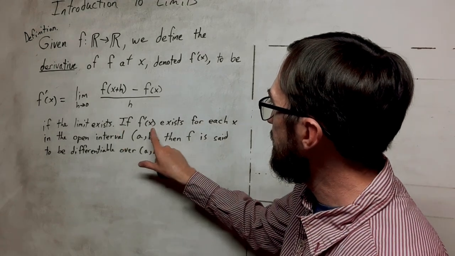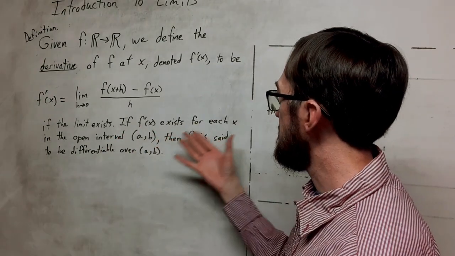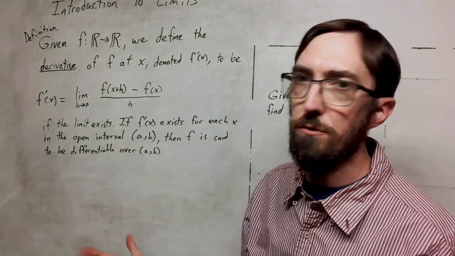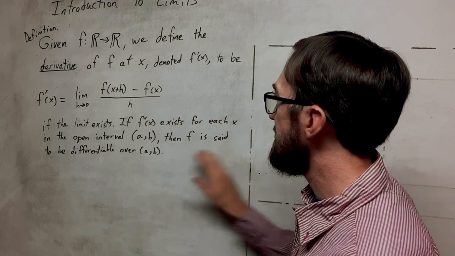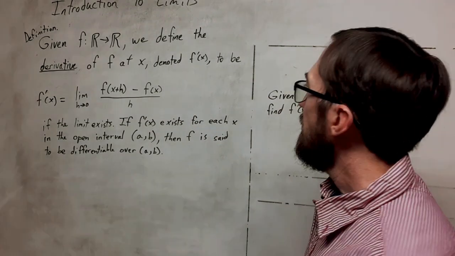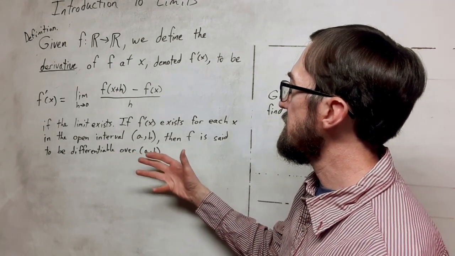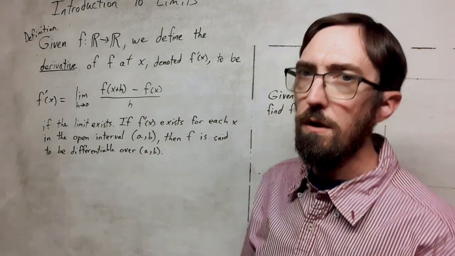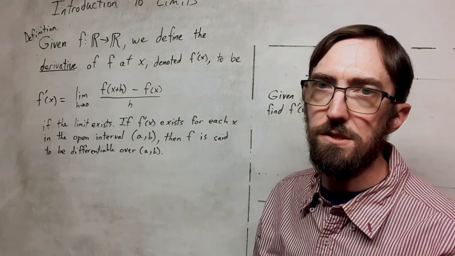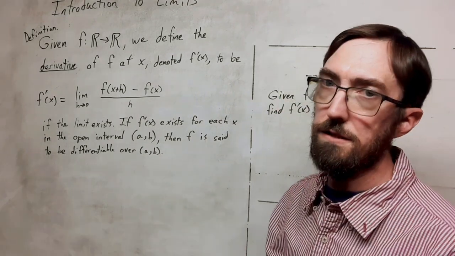Also of note, if f prime of x exists, or we can read this as if the derivative exists for each x in the open interval a,b, where a and b again are real numbers, then the function is said to be differentiable over this open interval. So this is an important extra idea here when you're asked questions about, is a function differentiable? Well, if we know what interval we're looking at, we can make a decision on whether that can be true or not.